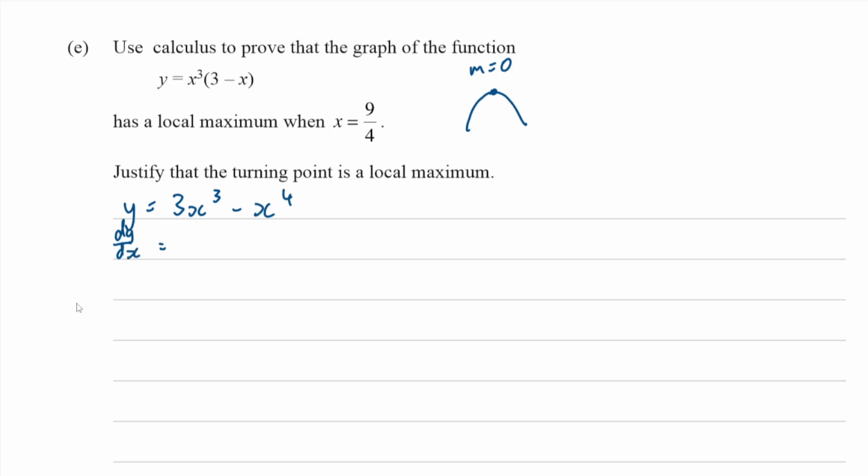The power multiplies out the front. 3 times 3 is 9. We subtract 1 from the power. 4 times -1 gives -4. Subtract 1 from the power. So we found the derivative. Awesome. Now to use the derivative, the gradient function, we're interested in the local maximum, which has a gradient equal to 0. So we will substitute in 0 for the gradient.